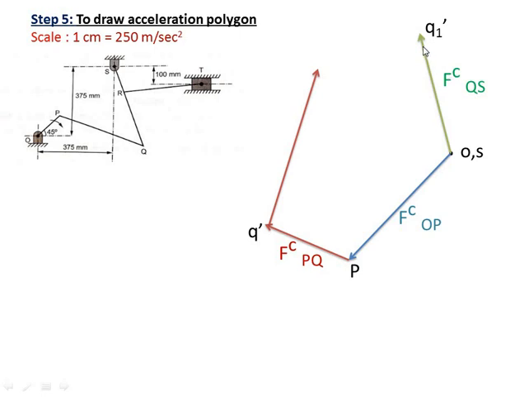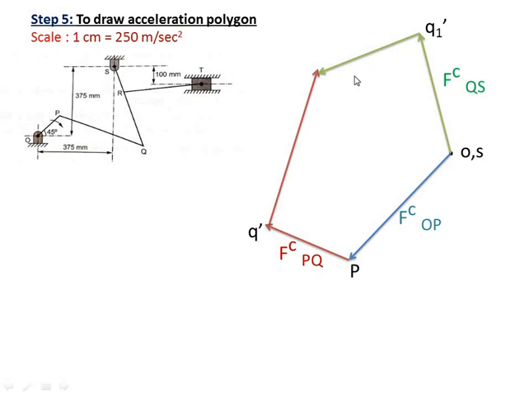Now at the end of centripetal acceleration, start drawing tangential acceleration of SQ. Again the direction of tangential acceleration of SQ is perpendicular to SQ, but its magnitude is unknown. So draw the vector from Q1 dash which is perpendicular to SQ, or perpendicular to the centripetal acceleration.